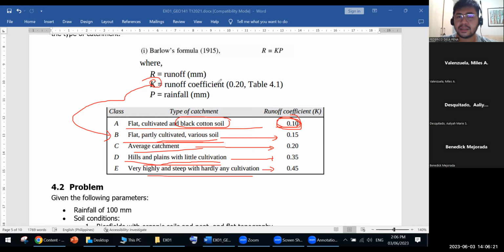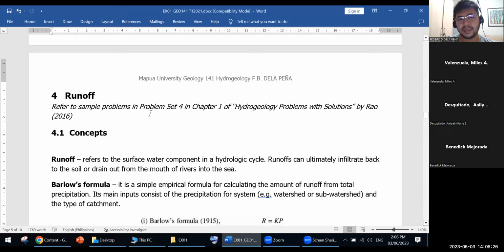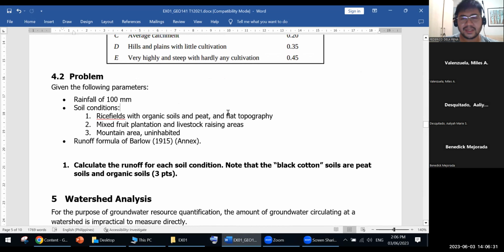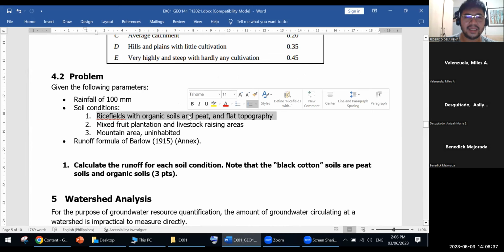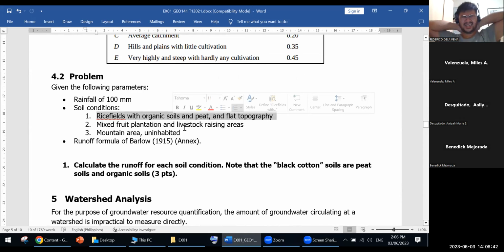And sagot yata yung nandun sa taas. Anyway, problem here is quite simple, no? You just have to calculate given a rainfall of 100 millimeters and given these three conditions, just calculate the estimated runoff. Okay? Rice fields, plantation, mountain area.